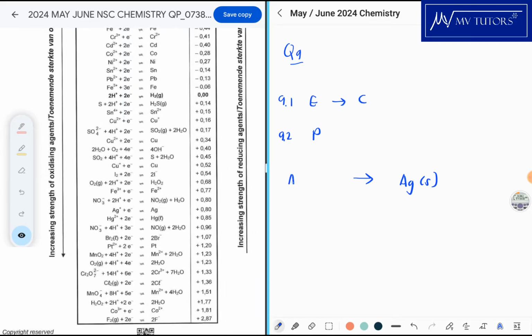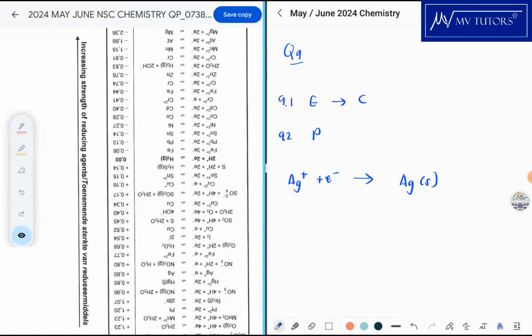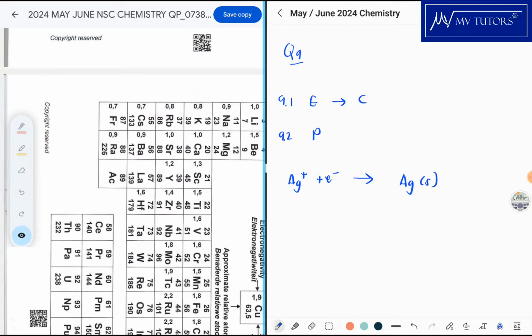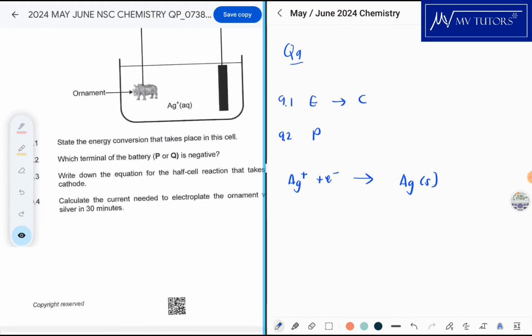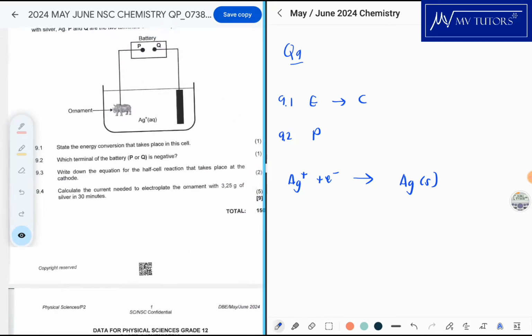Because it's at the cathode, we're going to write it as it is. So we're going to have Ag plus, and then we have 1 electron. And there we go, that is the equation of the half cell. You must be careful to put only 1 arrow. Don't put 2 arrows or else it's wrong. And then it says calculate the current that is required.